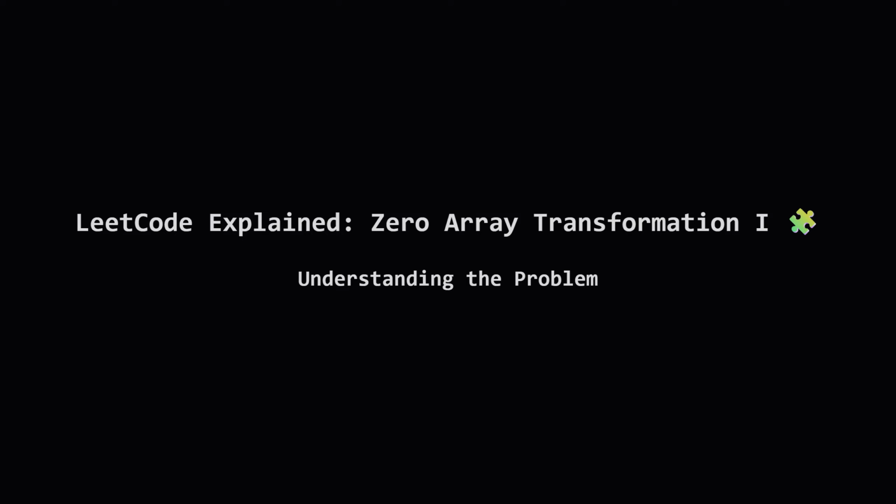Hey everyone, and welcome. Today we're looking at a Leetcode problem called Zero Array Transformation I. It sounds a bit fancy, but don't worry, we'll break it down step by step and make it super clear. The goal is to see if we can turn a list of numbers into all zeros using a set of allowed operations. Let's dive in.